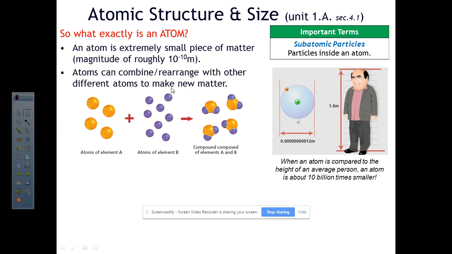We can combine these atoms, rearrange them with other different atoms to make new matter, right? So an example here: atoms of element A with atoms of element B, if you hook these up together in a chemical reaction, you can get a new substance, new molecule, new matter, right, in a specific ratio. And then the atoms can be divisible into smaller parts, even things we call subatomic particles.